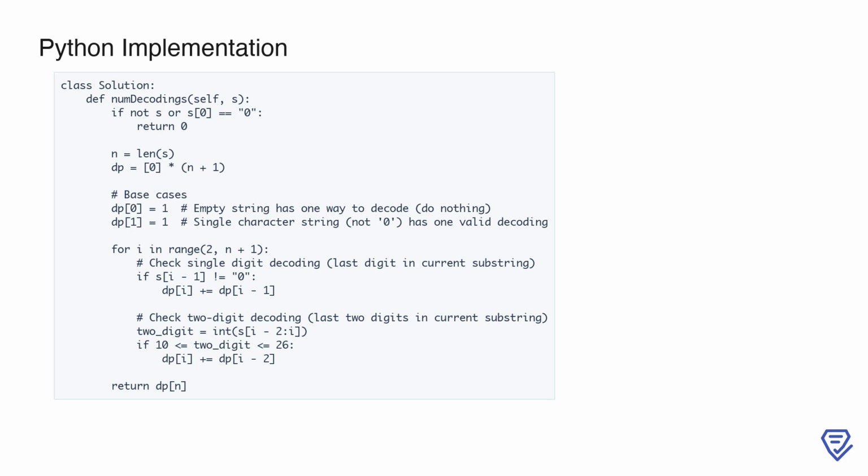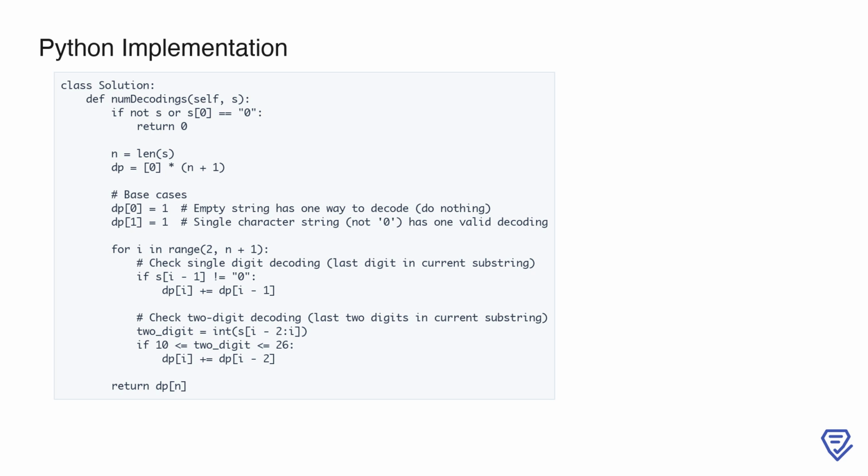Let's break it down step by step. First, the function numDecodings checks if the string is empty or starts with 0. If either condition is true, it immediately returns 0 because a string starting with 0 cannot be decoded. Next, the solution initializes a dynamic programming array DP of size n+1, where n is the length of the input string. This array will store the number of ways to decode the string up to each position.